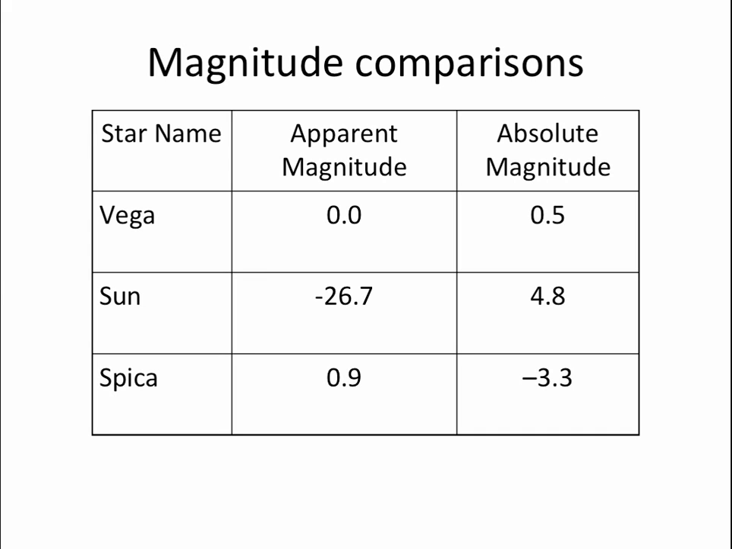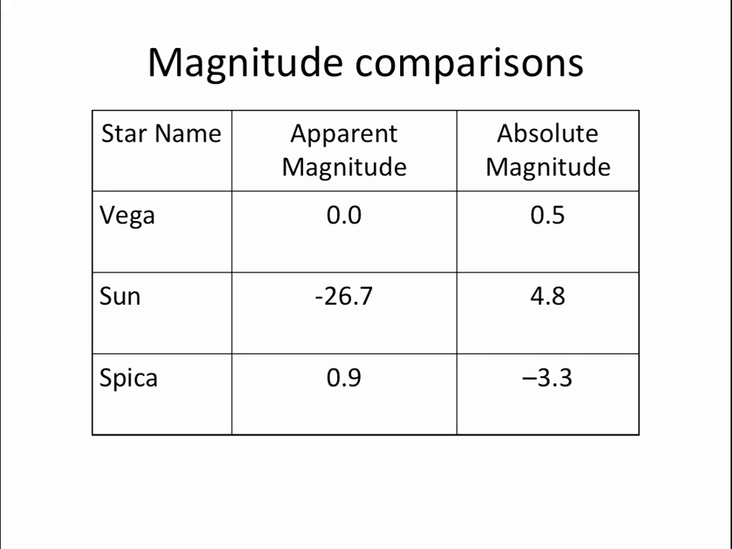We'll start with Vega. Vega's apparent magnitude is 0. Its absolute magnitude is 0.5. Vega's a little closer to us than 10 parsecs, so if we move it to 10 parsecs, it gets further away. If it gets further away, it's going to appear to be fainter, even though it's giving out the same amount of energy. And so its absolute magnitude becomes slightly fainter than its apparent magnitude. So if Vega were exactly 10 parsecs away, its absolute magnitude would be 0.5.